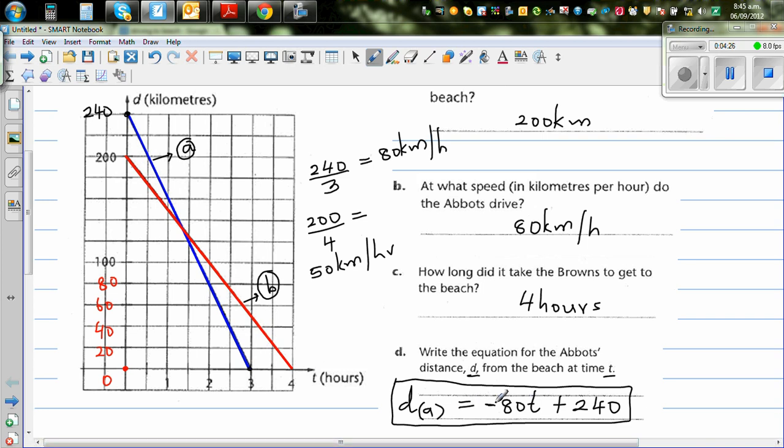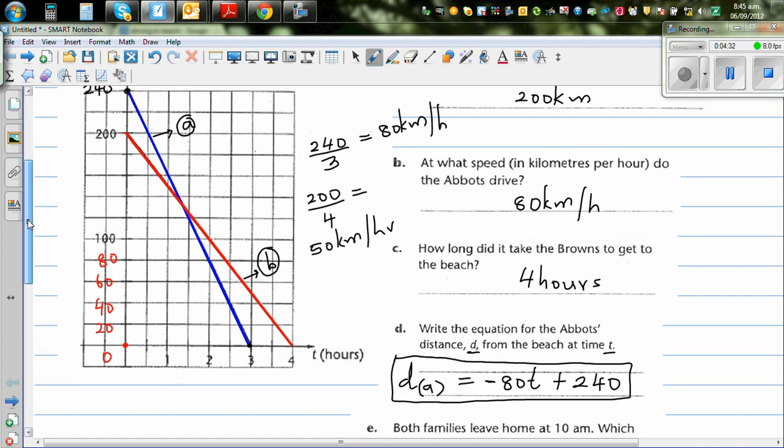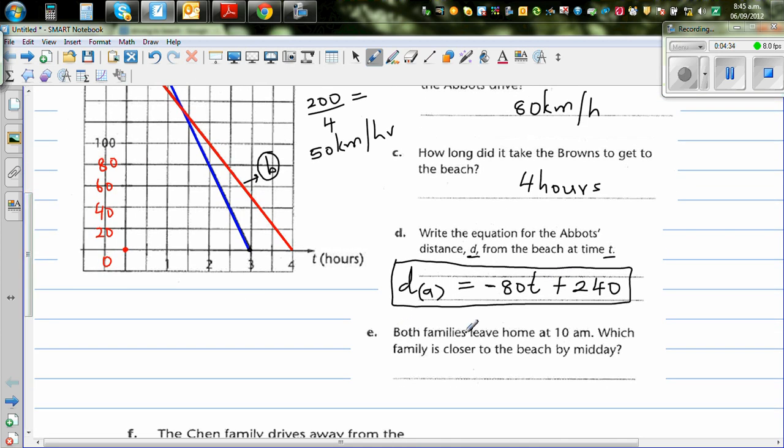Or think of this in terms of distance: every hour the distance is decreasing by 80 kilometers. That's why it's a negative. Both families leave home at 10 a.m. Which family is closer to the beach by midday? Now midday is 2 hours after 10 a.m.